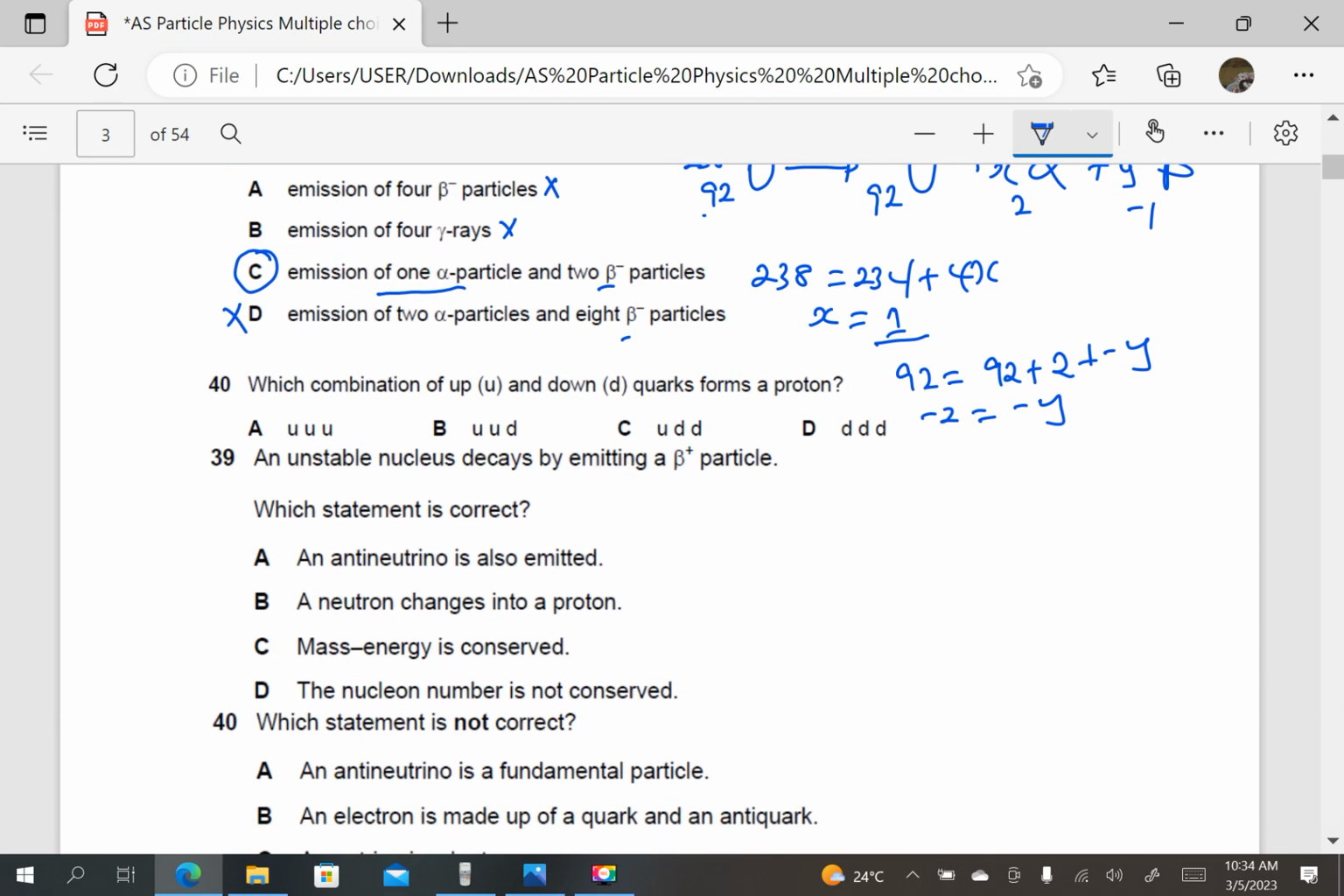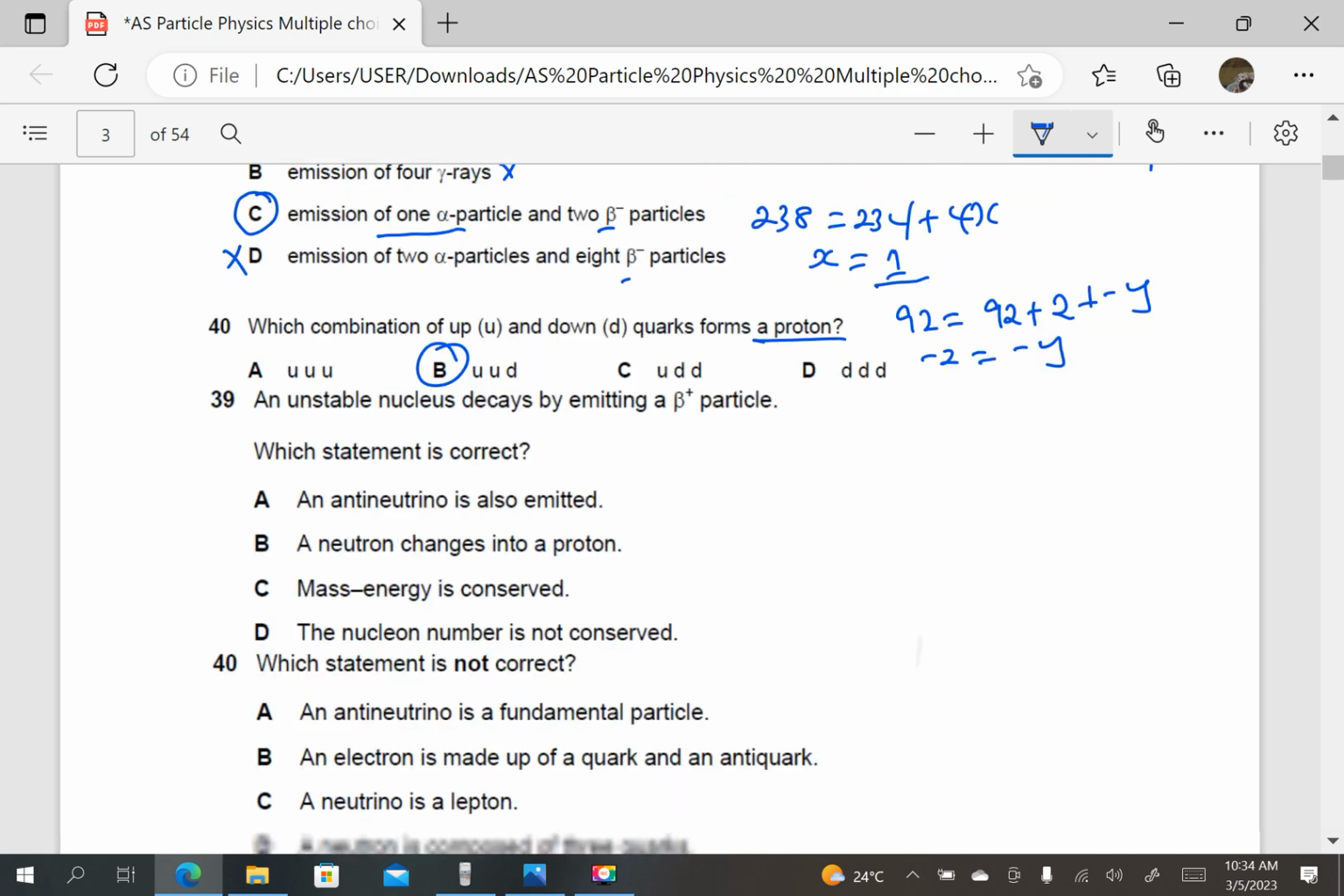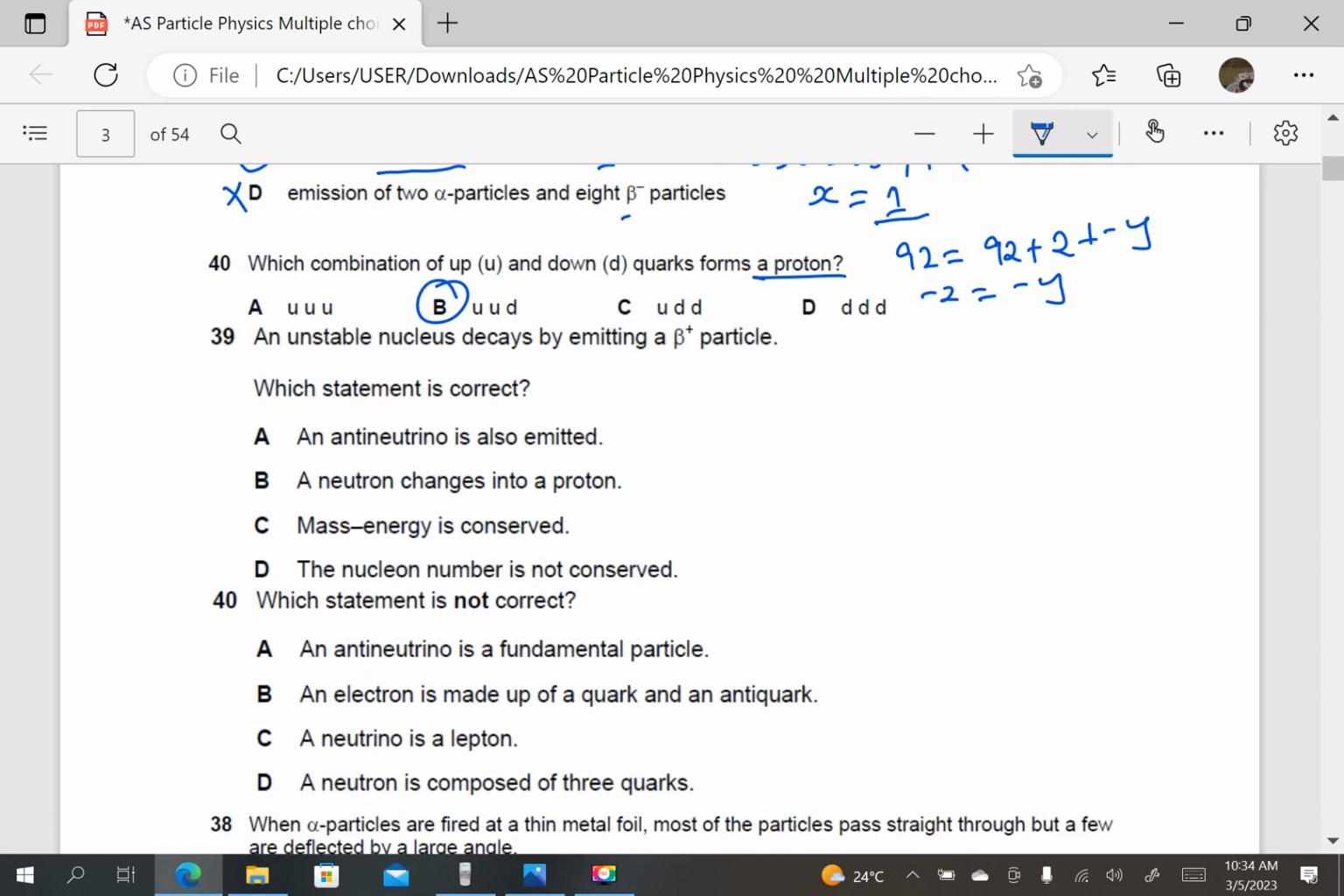Which combination of up and down quarks forms a proton? A proton is made up of up, up, down. So this is B. An unstable nucleus. By the way, this is a neutron. This one could be, all of them are hadrons, but we are sure of up, up, down, and up, down, down. Up, down, down is a neutron. This one is a neutron. Up, up, down is a proton.